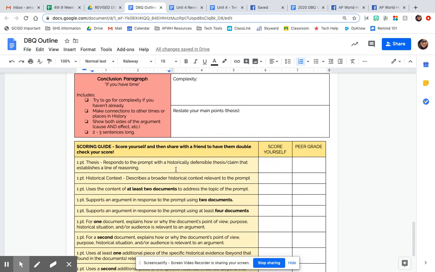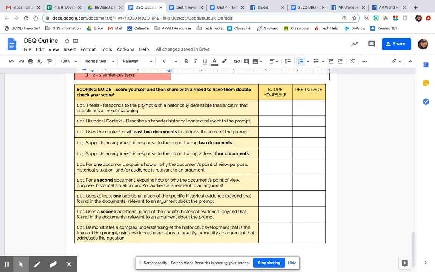So you'll see down here at the end, I've typed up just the rubric, and I want you to score yourself. Go through. Did I use the content of two documents to address the topic of the prompt? That's summary. Yes, I did. Check. Did I connect two documents to my thesis? Yes. Did I connect four documents to my thesis? Yes. Go through and see, did I do the basics of this?